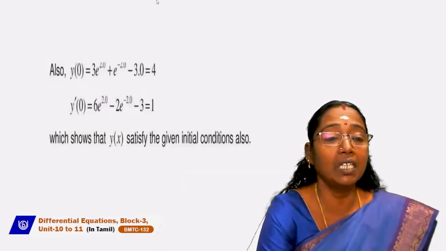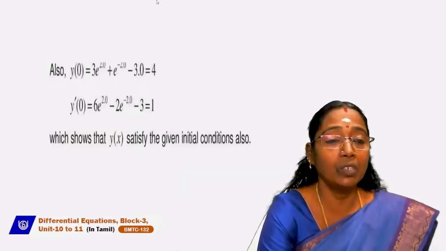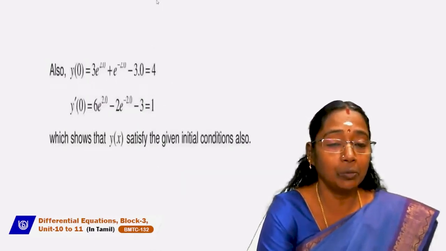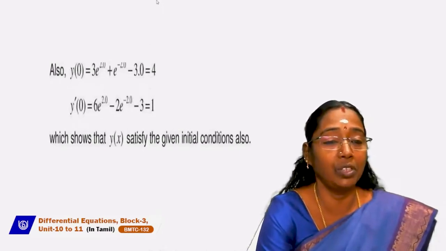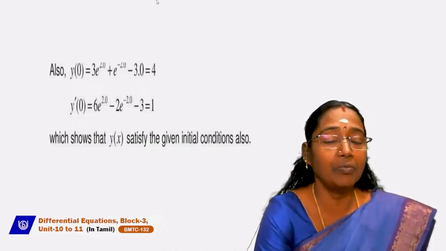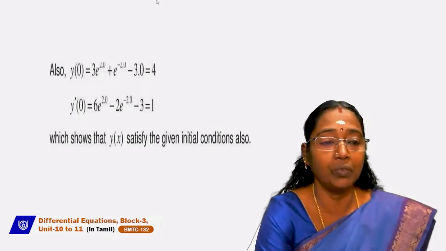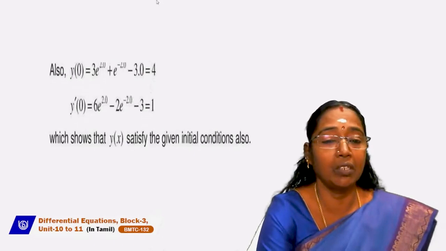Now, we have to check the initial values. What is y of 0? Substitute x equal to 0 in y of x. And then y dash, we already found y dash of x. In y dash of x, make the substitution x equal to 0. Therefore, y dash of 0 is equal to 1.